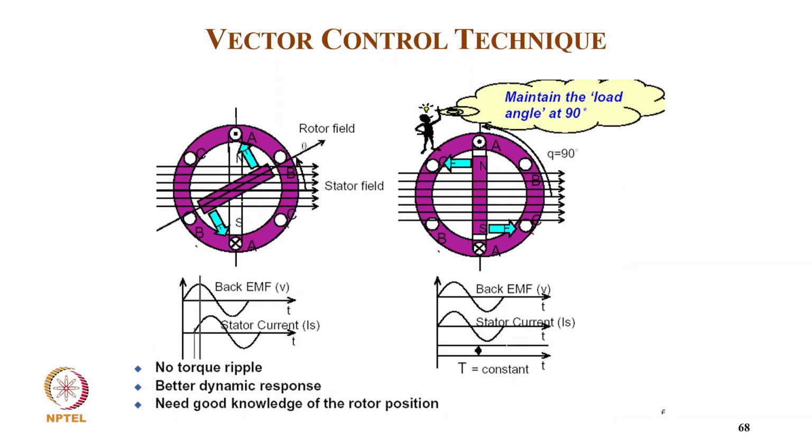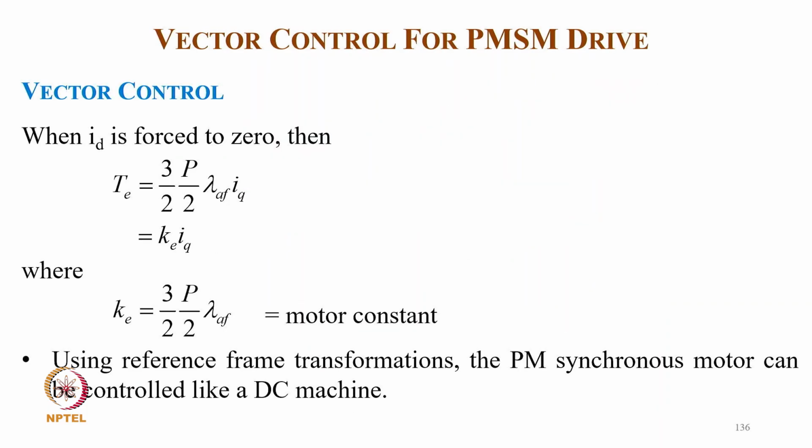Then here, of course, we call it the bandwidth. You have a sinusoidal voltage and a sinusoidal current, and you get constant torque. So of course, you have no torque pulsation, and it gives a better dynamic response, but needs good knowledge of the rotor position. That is one of the reasons this is preferred nowadays, even for electric vehicles, because it does not have torque pulsation and gives better power.